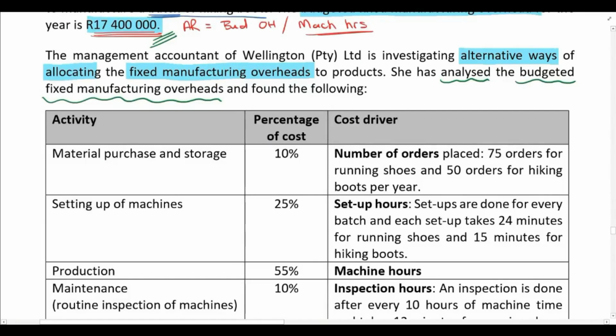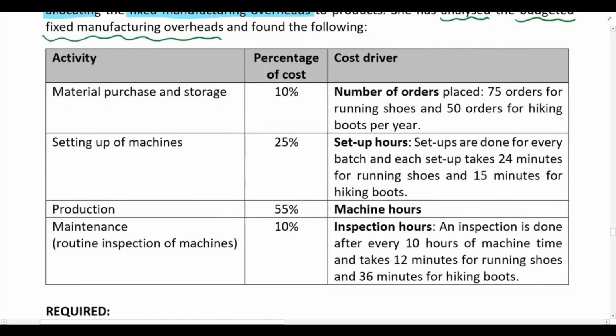She's broken the cost down, and she thinks that 10% of the cost relates to material purchase and storage. 25% relates to setting up machines, 55% of the cost relates to production, and 10% of the cost relates to maintenance, okay, routine inspection of the machines. She has also even gone so far as to identify cost drivers. So she's looking at possibly now changing from using traditional costing to using activity-based costing.